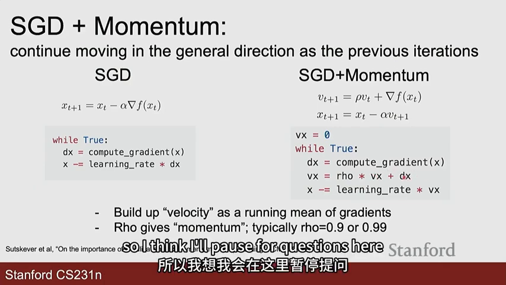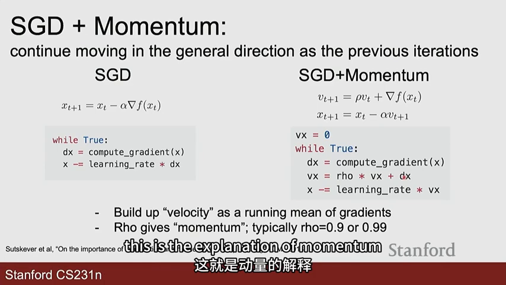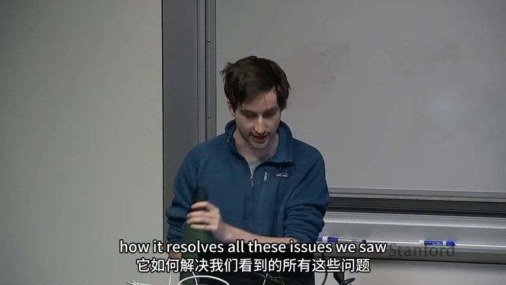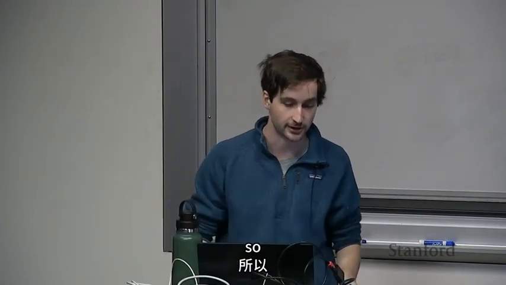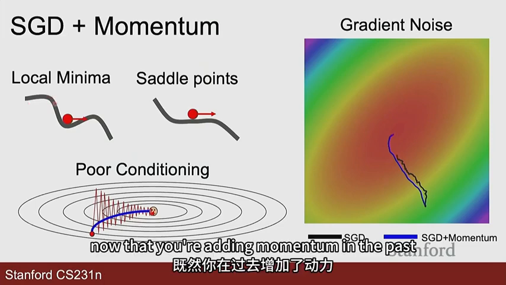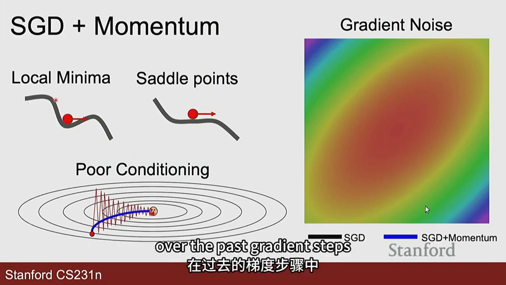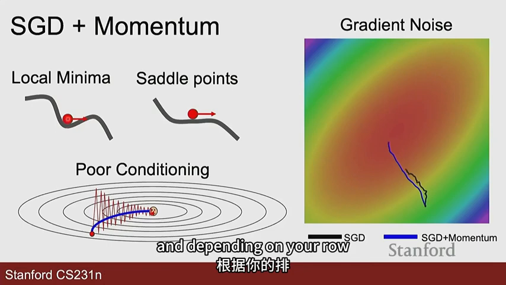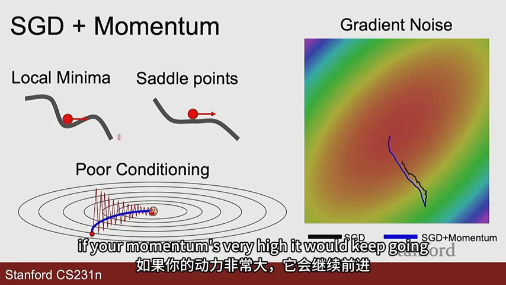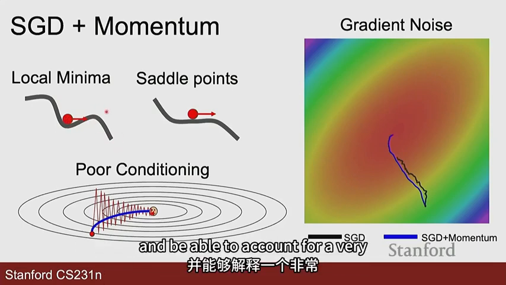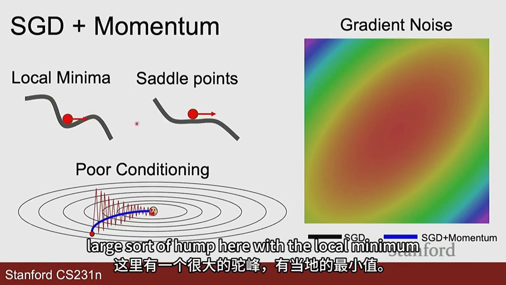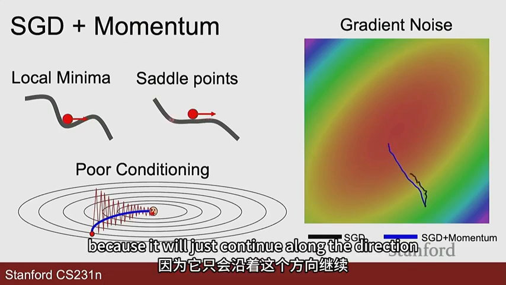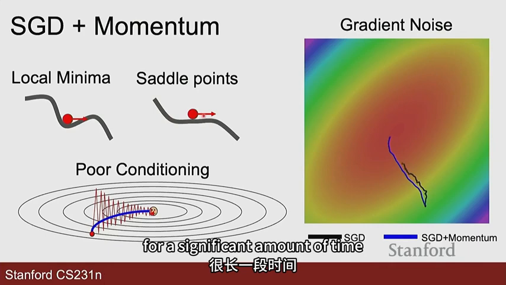So I think I'll pause for questions here. This is the explanation of momentum, and maybe I could also recap briefly how it resolves all these issues we saw. Now that you're adding momentum over the past gradient steps, you could see how it would keep continuing along this direction. And depending on your rho, if your momentum is very high, it would keep going and be able to account for a very large hump here with the local minimum. Also, it's very good at these saddle points because it will just continue along the direction in which it was going previously for a significant amount of time.